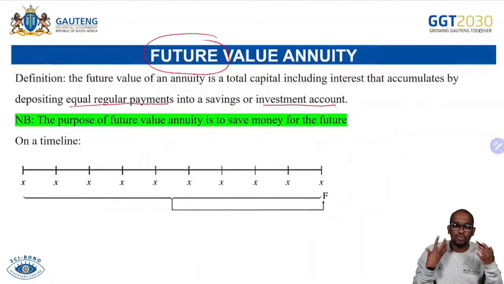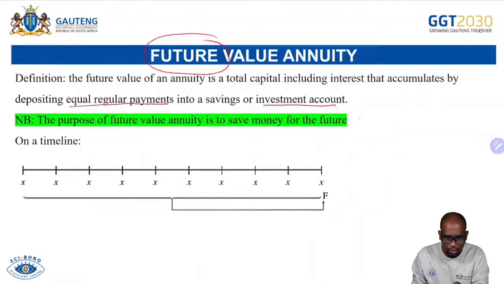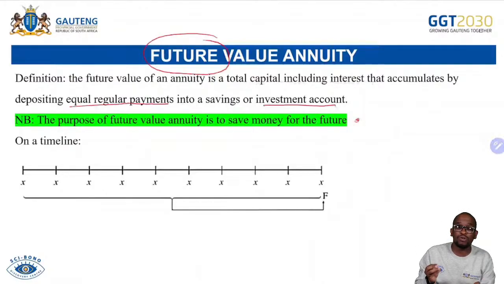So future value, we are saving. All right, so let's look at what I wrote here. The purpose of a future value annuity is to save money for the future. You are saving. It's different when you have borrowed money and you are repaying. Now you are saving.